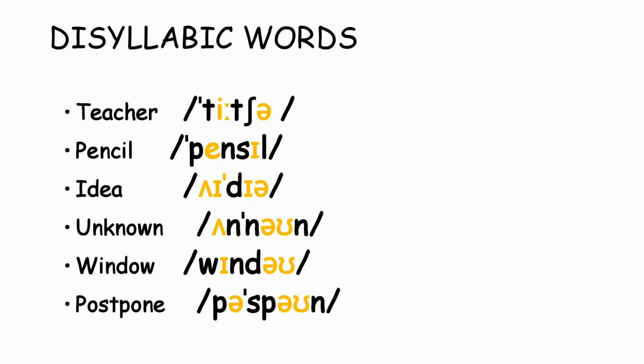The next, window. One diphthong, and one more vowel sound. So two syllables are there because two vowels are there. It is also a disyllabic word. Last example for disyllabic words, postpone. The t is silent. The first is a diphthong, one vowel, and there is another vowel. Two vowel sounds are there, therefore two syllables are there. That's why it is a disyllabic word.